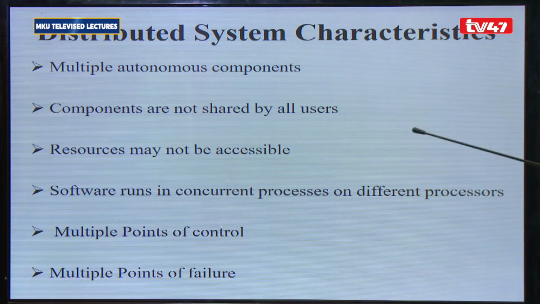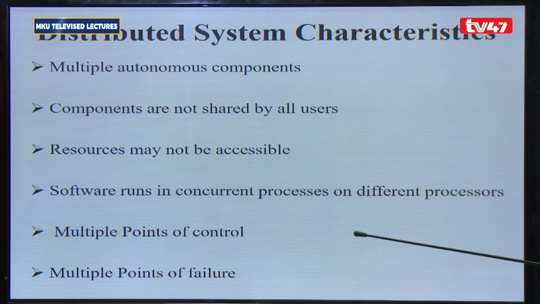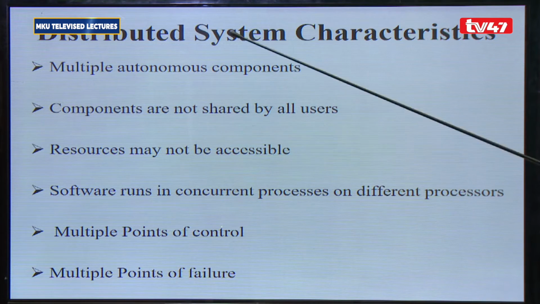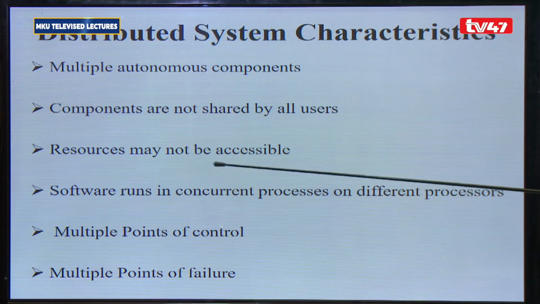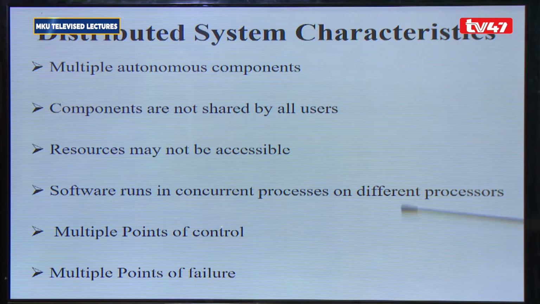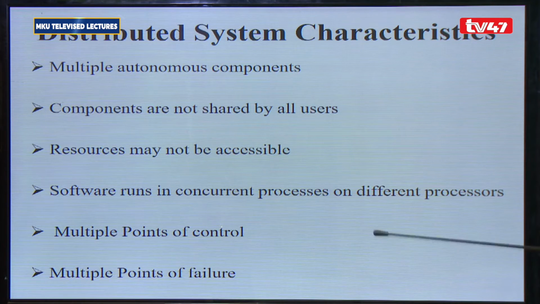The second characteristic: components are not shared by all users. And that brings an issue. You only access the components that involve you. So a security issue should come to your mind. Distributed systems have an issue about privacy and security, mostly privacy. So the next characteristic is the resources. Resources may not be accessible. What do you mean?